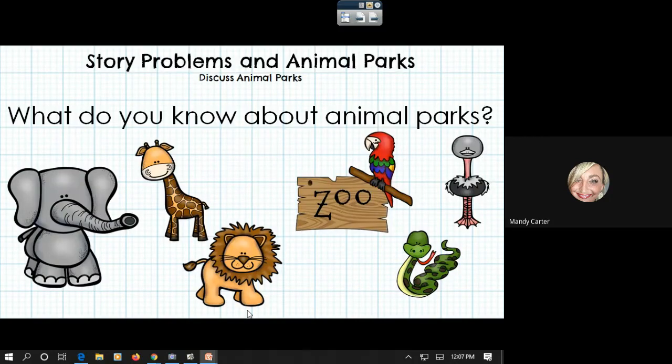We're going to be looking at some story problems and some animal parks. What do you know about animal parks? Have you ever been to the zoo? Have you noticed how they group the animals together? They put all the elephants in one area, and then they put all the reptiles maybe in another area, so the animals don't live together. Putting things in categories is also a math skill that'll help you later on when you're solving math problems.